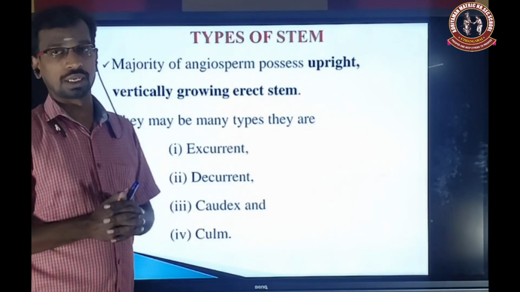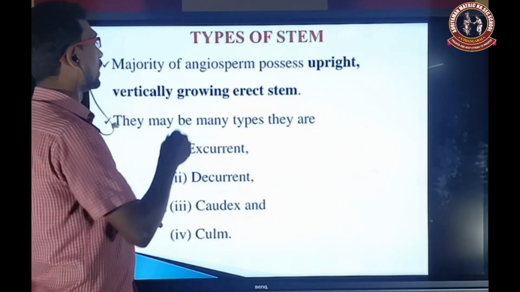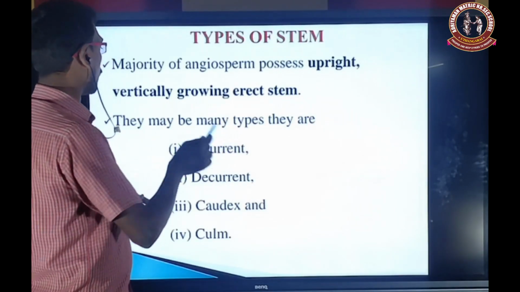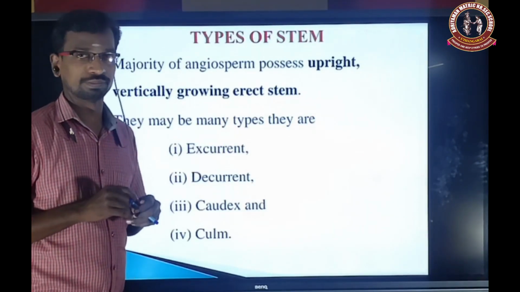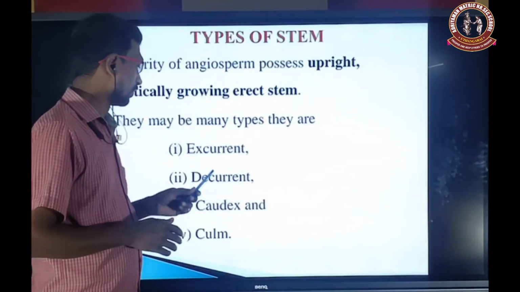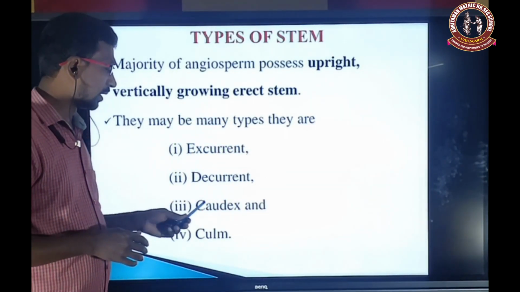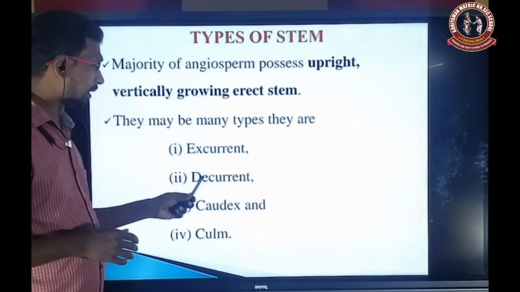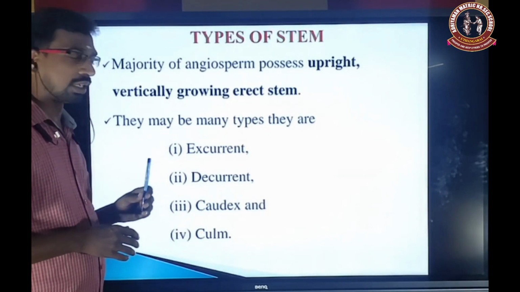Next, types of stem. The majority of angiosperms possess an upright, aerial, vertically growing erect stem. They may be classified into different types: excurrent, decurrent, caudex, and culm.